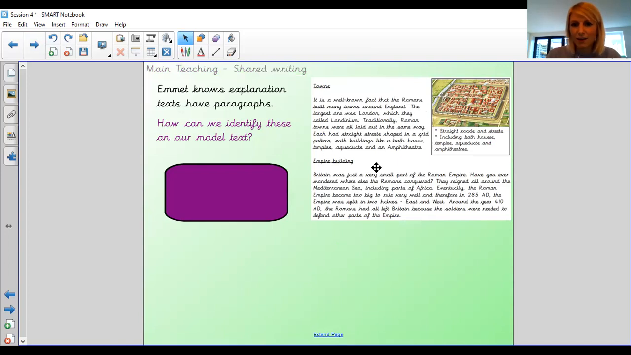We can't highlight the whole paragraph because we've got other highlighting in our model text that we will have done. So how could I show paragraphs? We're working on that. So it's really important that we show them, but how could we show them? What do you think Emmett should do?